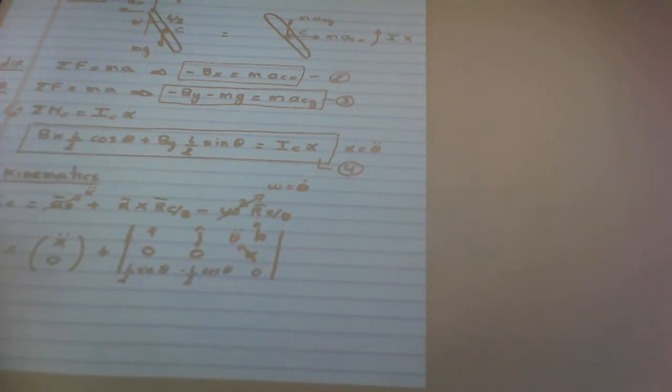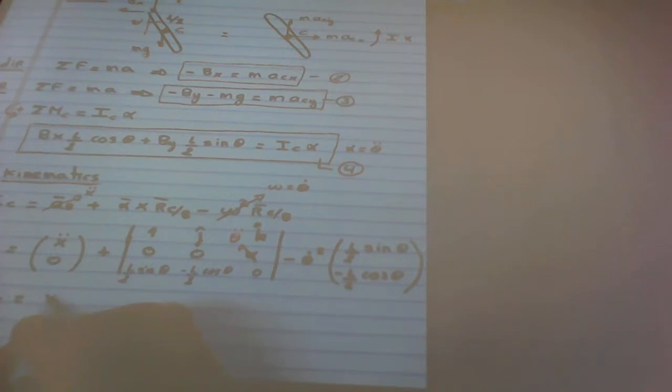Now, minus theta dot square times L over 2 sine theta, minus L over 2 cosine theta. So this would be AC. So from this equation here, we're going to get what? ACX would be equal to what?